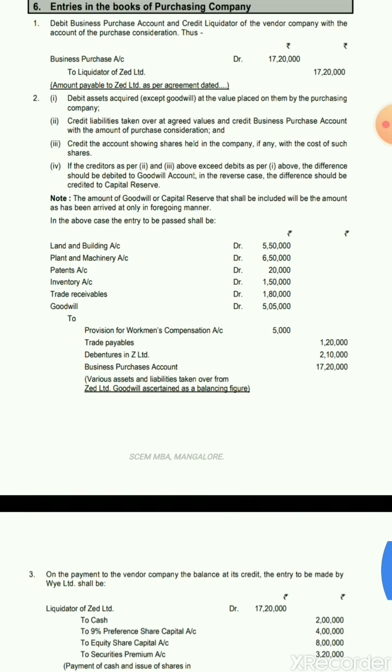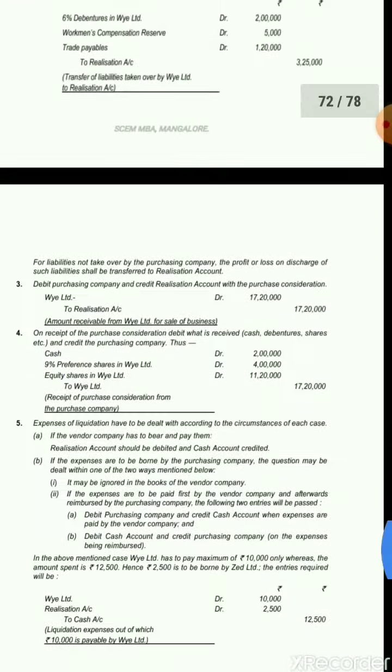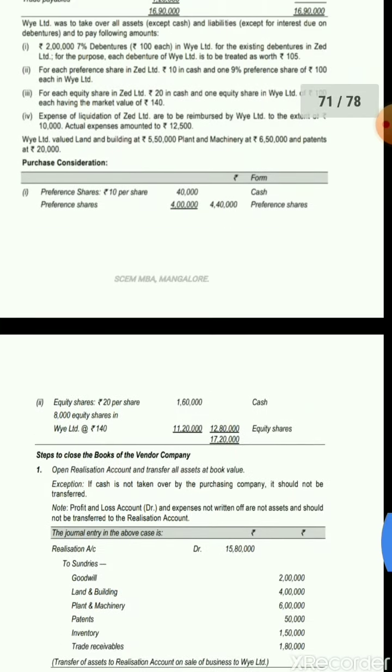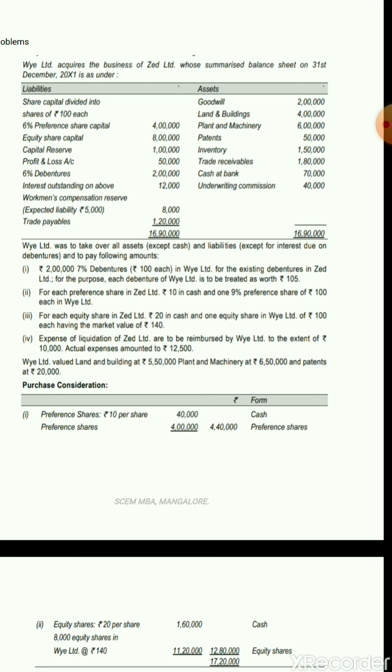17,20,000. Then second entry, here we have to record all the assets which are being taken over by the transferee company at their existing carrying amounts. So land and building, see, okay, we shall see the adjustment. See here, okay, land and building is 5,50,000. I told you that we have to record the assets at their carrying amounts. So what is the carrying amount? See the last sentence, it is being valued at 5,50,000. So this amount should be recorded, and for plant and machinery it is 6,50,000, and for patents it is 20,000.